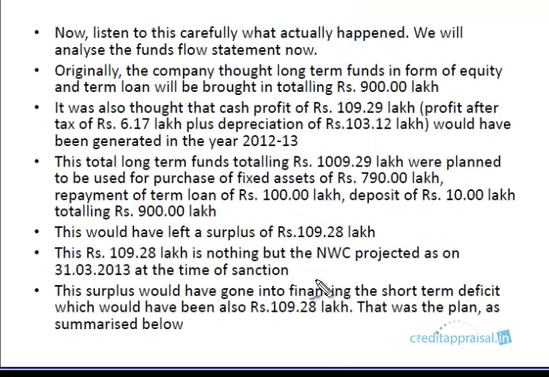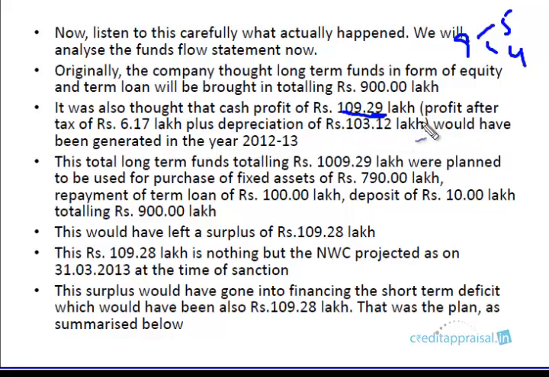So now listen carefully, what has actually happened. Okay, originally the company thought the project cost will be 900 lakhs. They thought that the 9 crores will be financed by term loan of 5 crores and a borrower's margin of 4 crores. That was the original plan. It also thought that the company will be generating profit from the first year itself. Right? They thought that the company will have a cash profit of 109 lakhs, that is profit after tax plus depreciation.